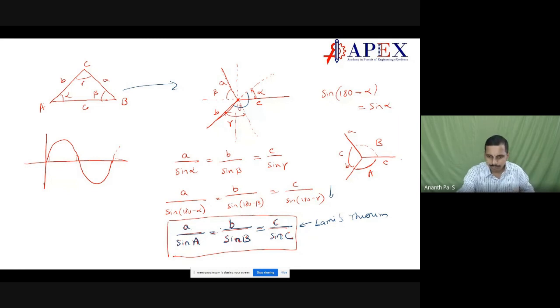Next, let us go with the resolution of vectors. How much time do we have? We have 10 minutes remaining. We will do resolution of vectors now.